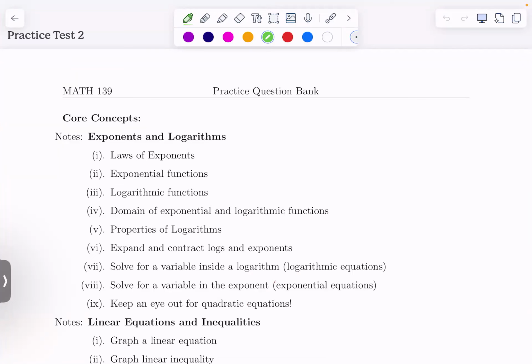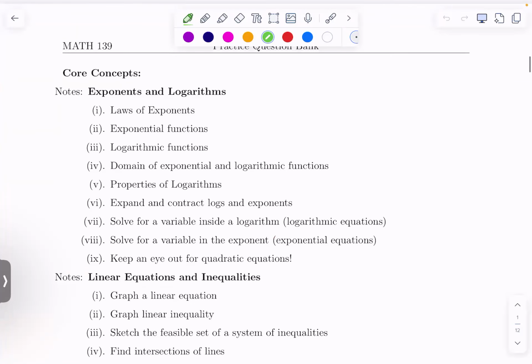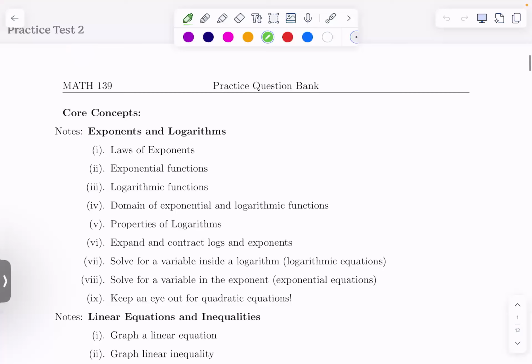Exciting. I know what you're thinking. Well, are you going to cut our final exam review? No, we would do it on the Monday instead.